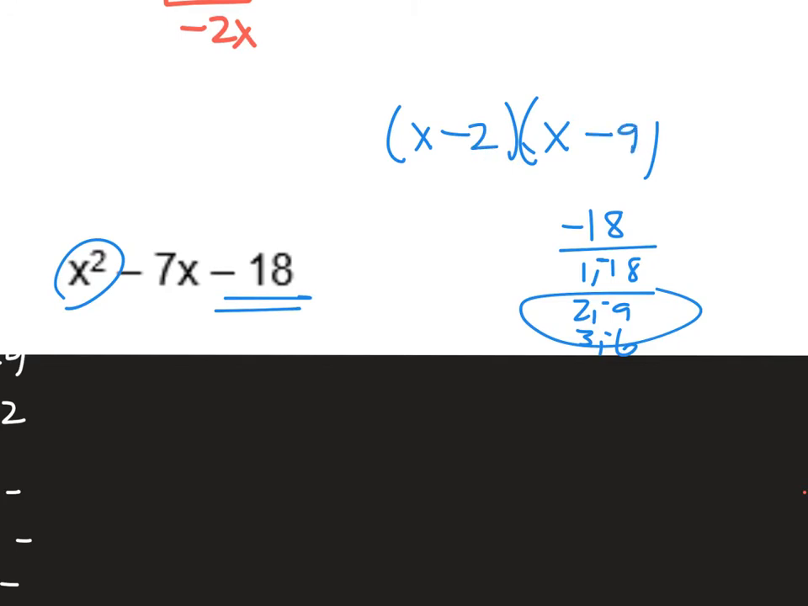Show me that you are checking your answer. Here's negative 9x. Negative 2 times x is negative 2x. Do those add up to the negative 7x? They do, so we know we got our answer.